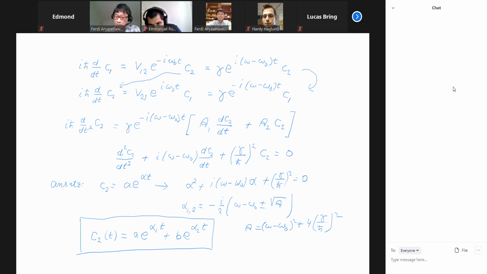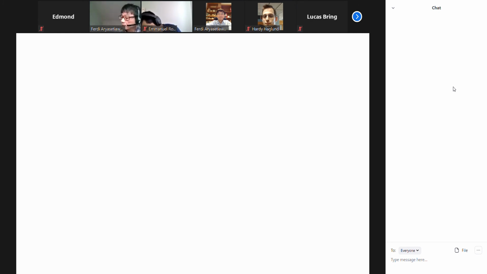So let me continue. So we have the boundary condition. The initial condition is that at t equal to 0, we are in the ground state. So we are assuming that the initial system is in the ground state. So that means that C2 is equal to 0 and C1 is equal to 1, because we only have two states. So this implies then that A must be equal to minus B. So that gives us the relationship between A and B.